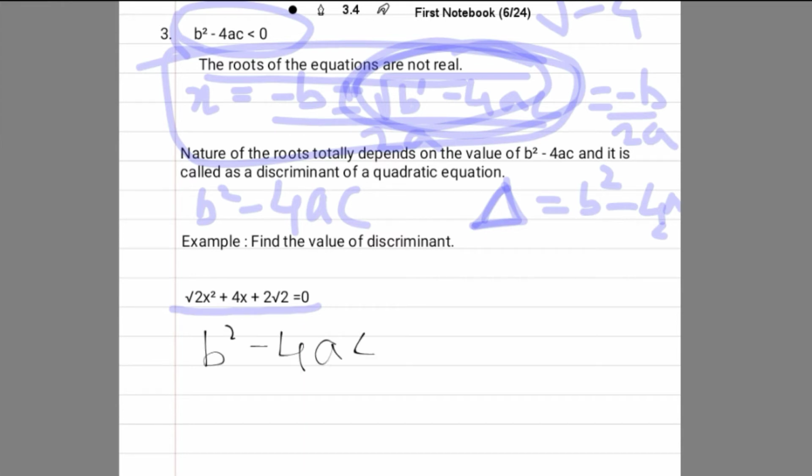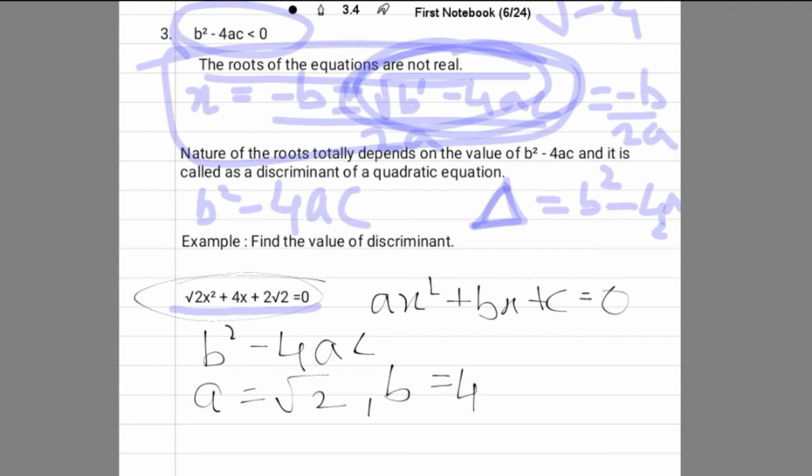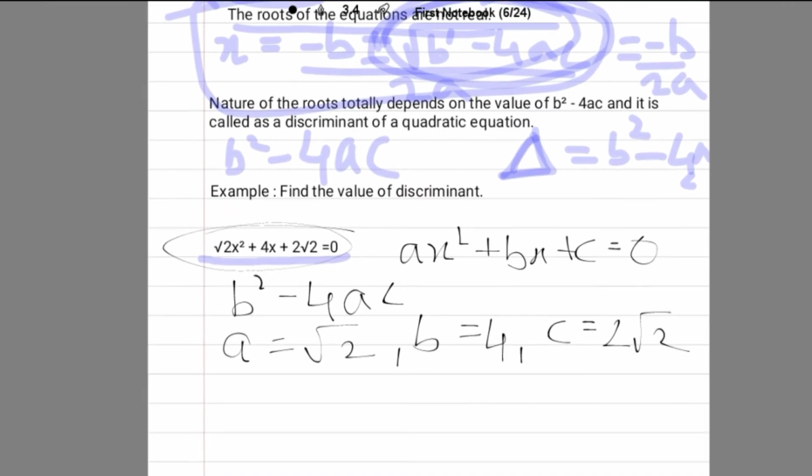So for that we need to compare this equation with the general form of the quadratic equation, that is ax square plus bx plus c is equal to 0. From this we will get the values of a, b and c. Now what is the value of a? a is equal to root 2, b is equal to 4 and c is equal to 2 root 2. So these are the values we get after comparing, and now we are going to substitute these values in this.